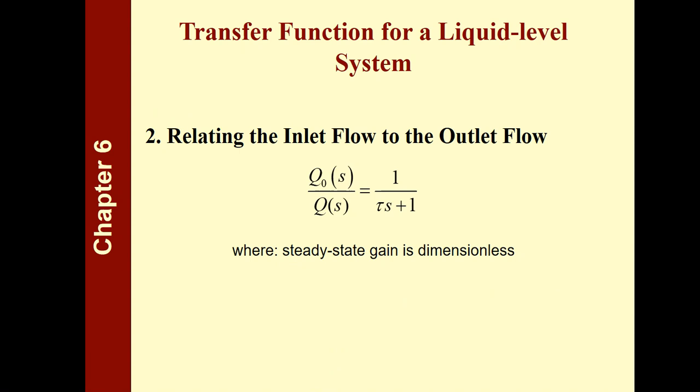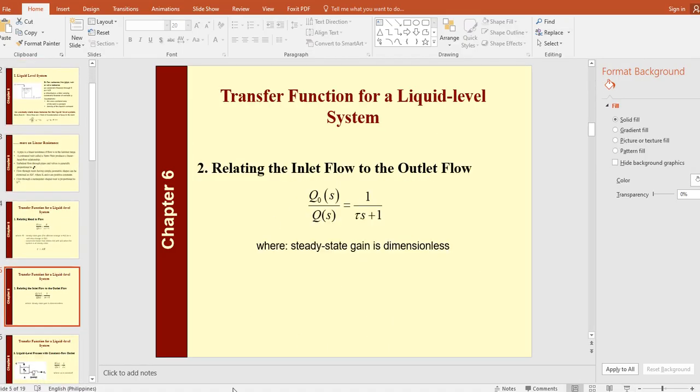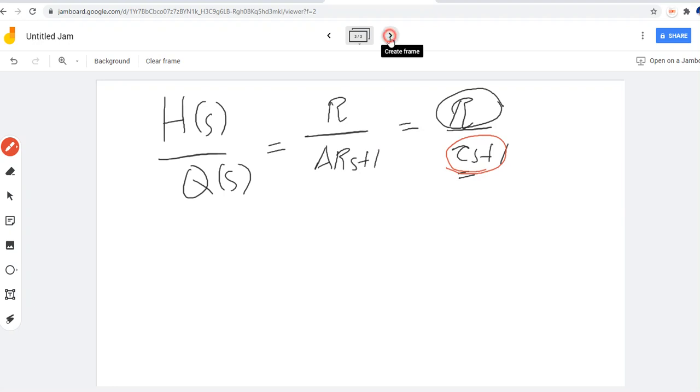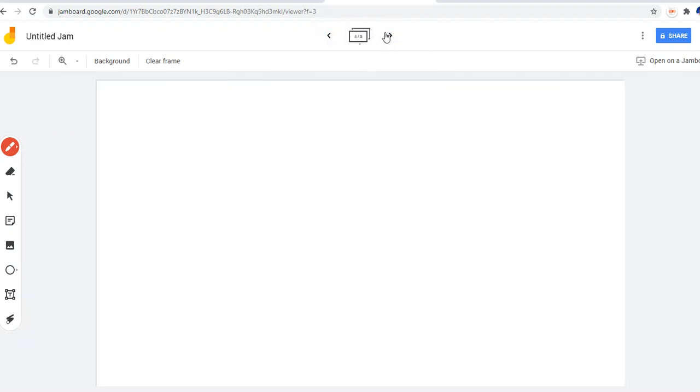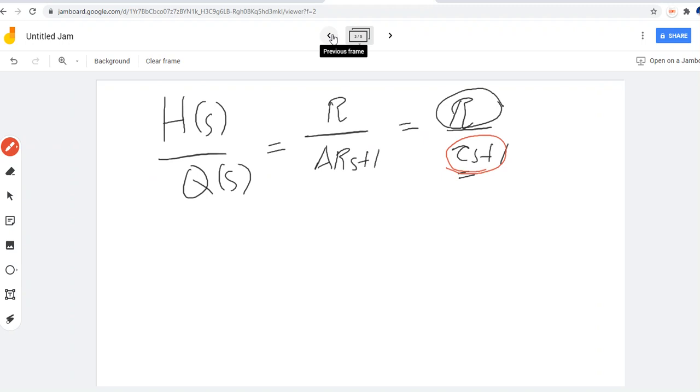Now, it could be that we want a relationship between Q sub O and Q, not H and Q. It's like this. Now, how did this particular equation come about? We will go back to our board again. Our original transfer function is R over tau S plus 1. We'd like to express this H in terms of Q sub O.